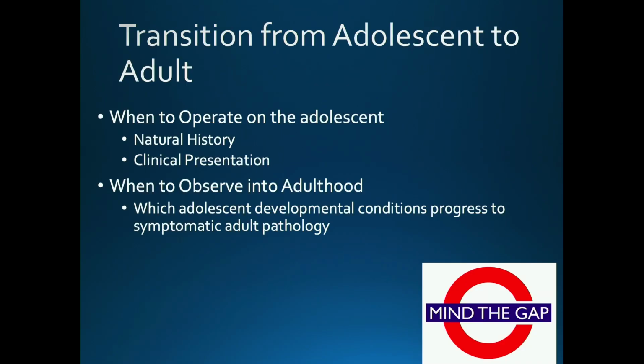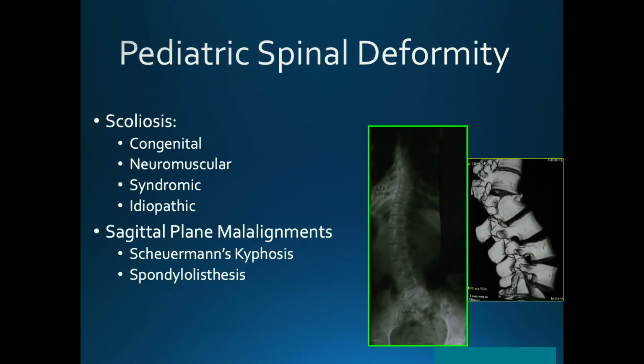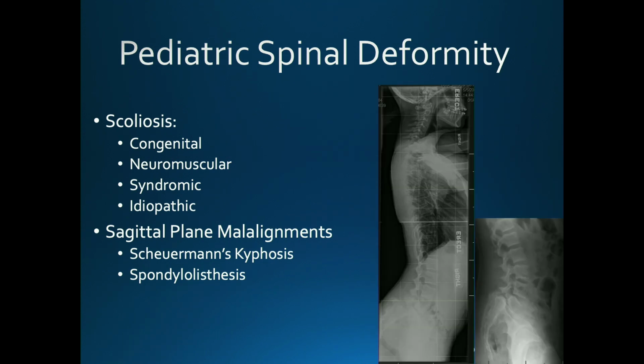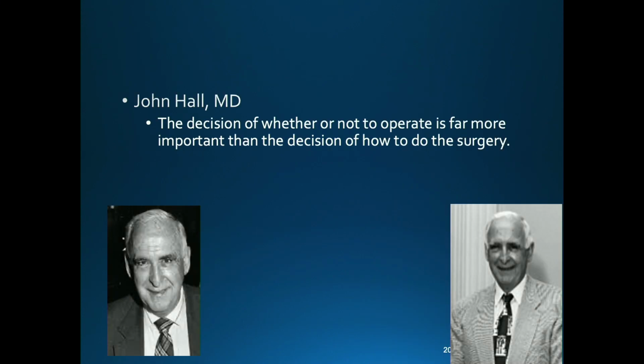So again, the concept here is the transition. It's when do we operate on the adolescent, understanding the natural history? When is it perhaps sensible to observe something into adulthood? And understanding the natural history of each of these things, or congenital conditions, neuromuscular, syndromic, and I went through the first five in our earlier cases, and spondylolisthesis is a really important example of when is it important to avoid the consequences of deformity progression, the consequences of increased kyphosis in the adolescent to avoid the adult consequences of that deformity.